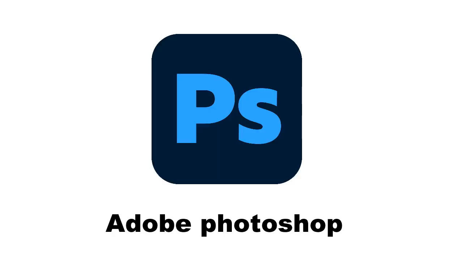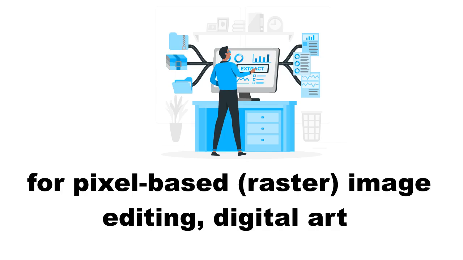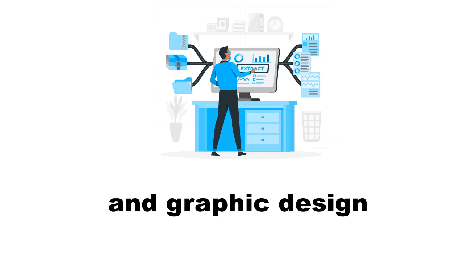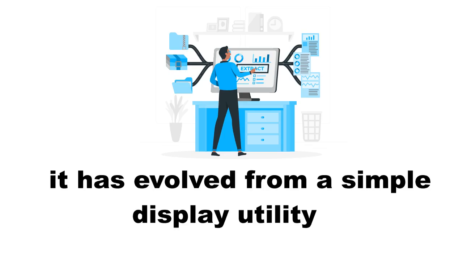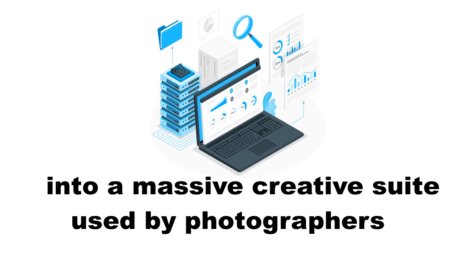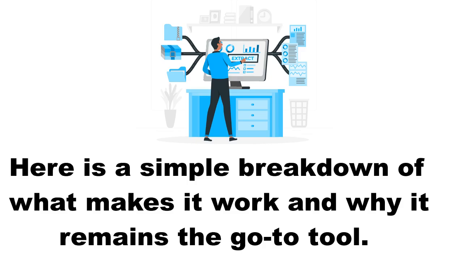At its core, Adobe Photoshop is the industry standard software for pixel-based, raster image editing, digital art, and graphic design. Created back in 1987 by brothers Thomas and John Knoll, it has evolved from a simple display utility into a massive creative suite used by photographers, designers, and digital artists worldwide. Here is a simple breakdown of what makes it work and why it remains the go-to tool.